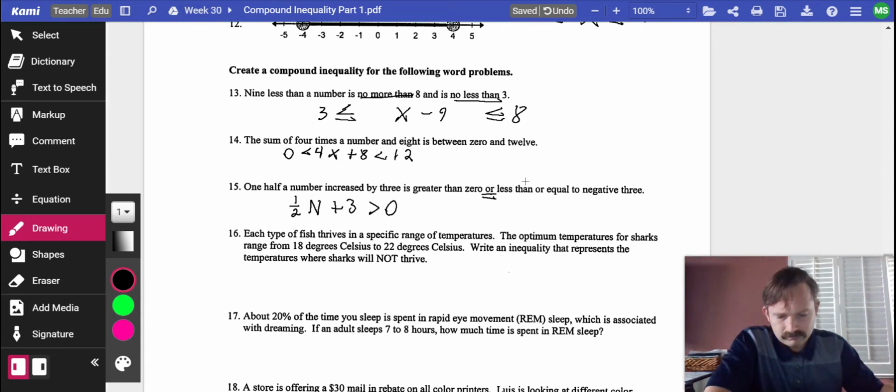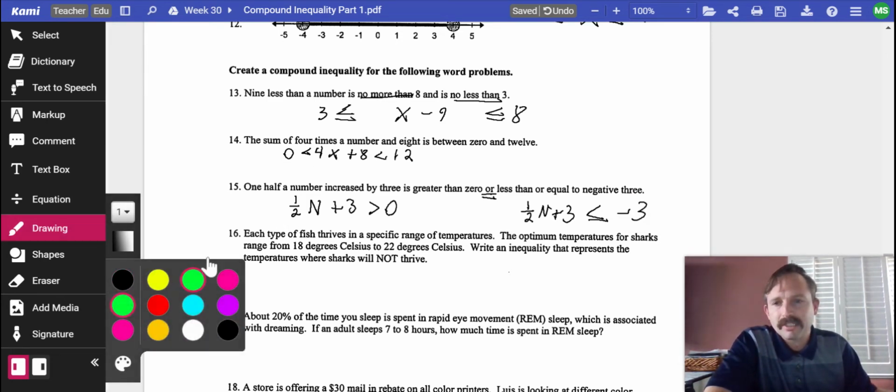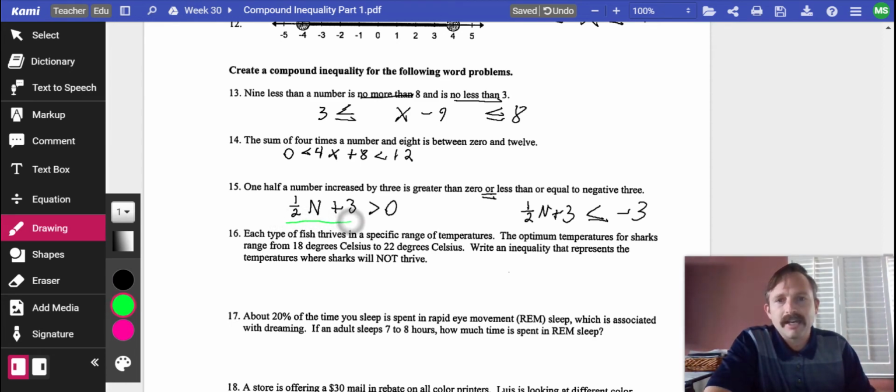Or less than, or less than or equal to -3. Ooh. So now we have to take it. So they're telling us 1/2 n plus 3 is less than or equal to -3. So it said, hey, look, this guy right here, let me put in green underneath. This guy is greater than 0, or this guy again is less than or equal to -3. Okay, well, there we go.